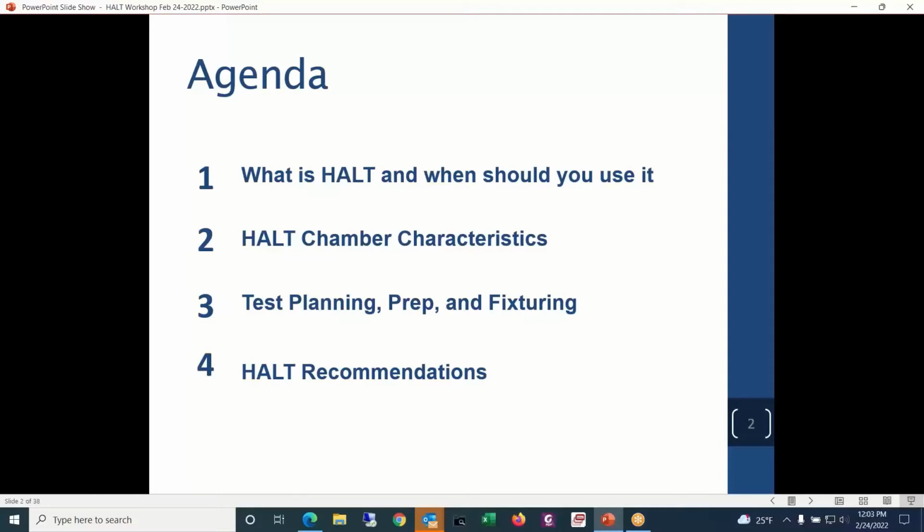I'll talk about the HALT chamber, and what is HALT, and is it just the chamber, or is this a broader definition for ways that you can provide testing that'll give you some answers about your product? We'll help you with some test planning, test prep, and things that you have to consider regarding fixturing for your HALT testing. And then finally, some recommendations, some things that we've learned over the years, and some recommendations that we want to pass on to clients and prospective clients for how we would run HALT with them.